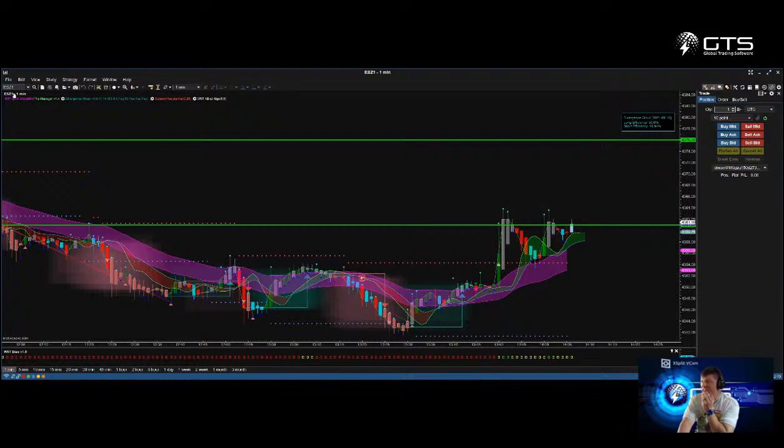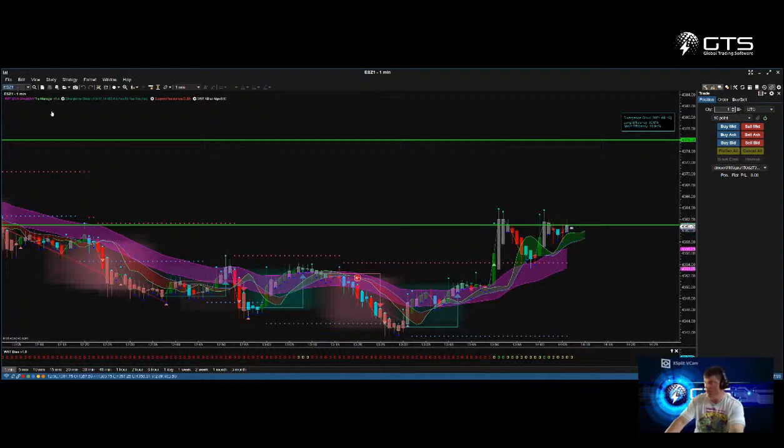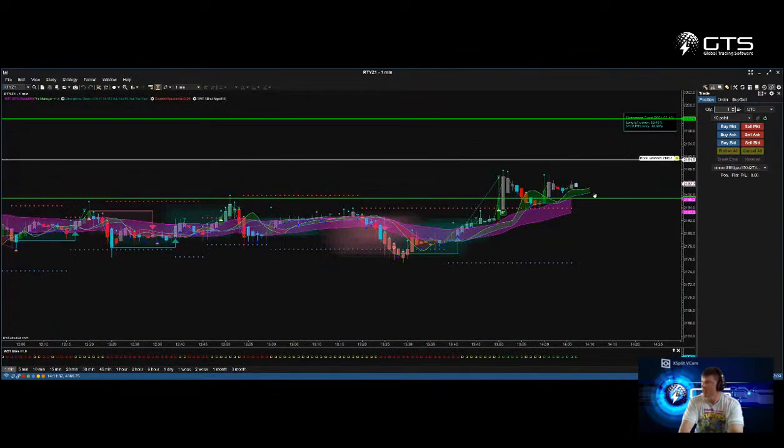Yes. Looking like it's trying to push into this zone up here, back into the opening range. I wonder. It might do that. Let's see here. RTY. Checking out the RTY. Did make it back into the zone. It's staying inside of this zone right here.